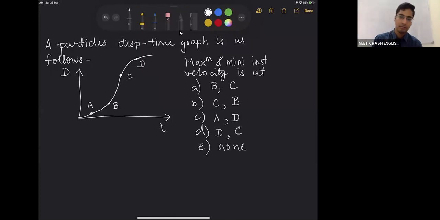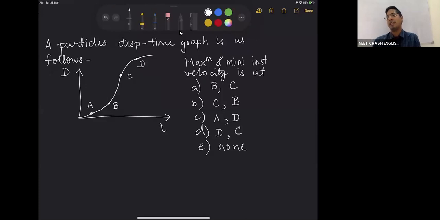I've given you 5 options here. For this graph, which place will have the maximum instantaneous velocity and minimum instantaneous velocity respectively? Here are the options in front of you. I can see a lot of C's, a lot of D's, a couple of E's, but the majority of the answers seem to be C.